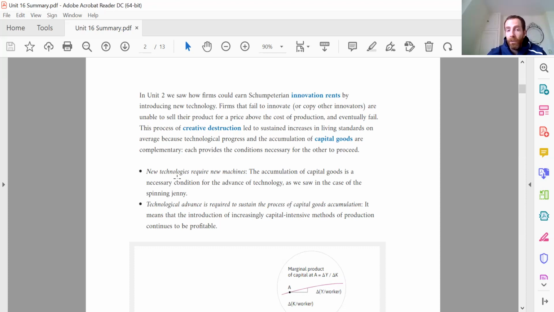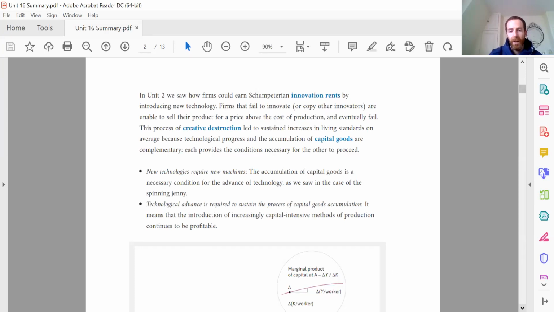To produce or make new technologies, we'll need new machinery, right? You need to have more machines in order to think about the new possible innovations that could be come up with. But also we need technological advancements in order to encourage the accumulation of more capital goods. And so the two things really go together, right? We need to accumulate capital in order to develop new technologies, and we need technology to advance in order to encourage the accumulation of capital goods.